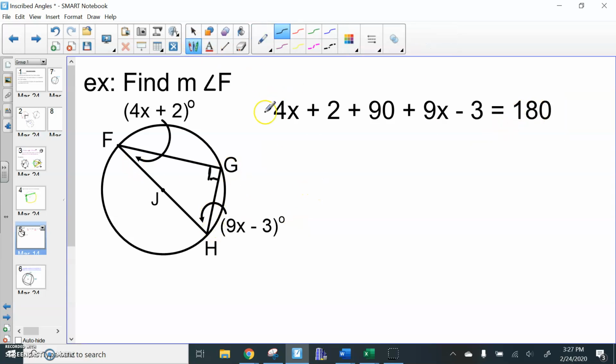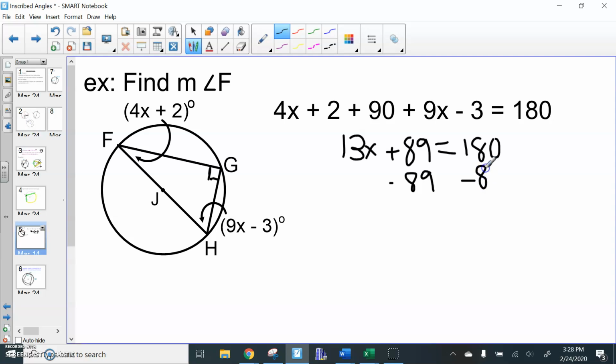So let's go ahead and combine some like terms. So I've got 4x plus 9x is 13x. Okay, 2 plus 90 is 92. 92 minus 3 is 89. Equals 180. It's positive 89, not negative 89. Okay, now I'm going to go ahead and subtract 89 from both sides of the equation. So 180 minus 89 is 91.